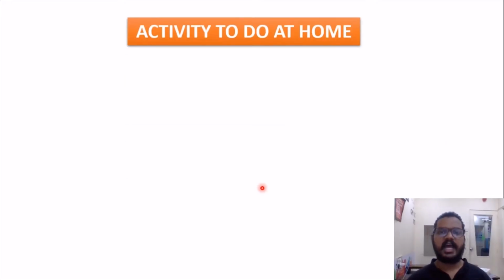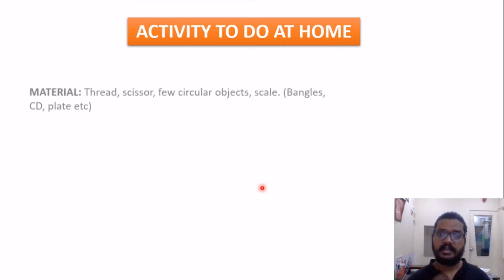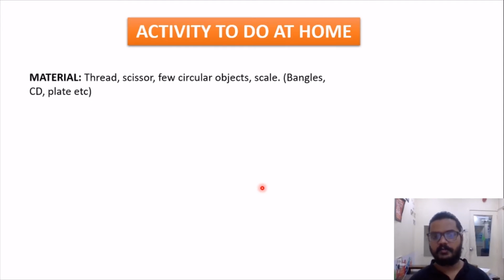So students, I have an activity which you have to do at home. Before we start with the activity, you require a few materials. Read out these materials and get them before you proceed in the video lecture. So what you need: a thread, scissors, few circular objects, at least 3. You can take more, but at least 3 circular objects. This could be anything. It could be a bangle, CD, plate, etc. and a scale. A transparent scale would be better. Now pause the video, get all of these things, and then we'll start ahead.